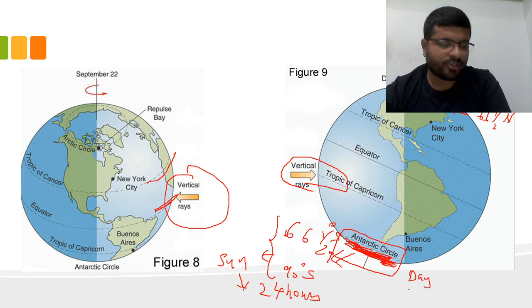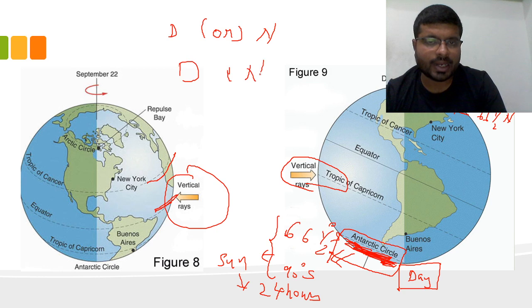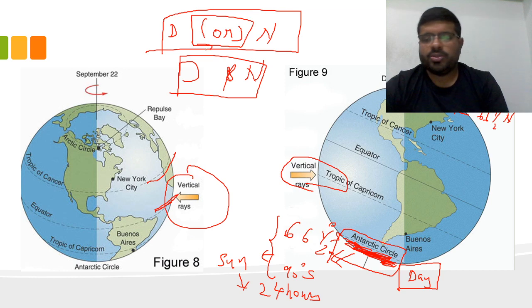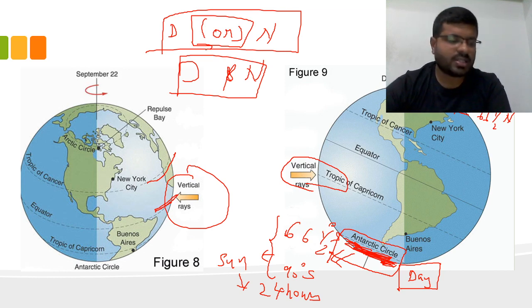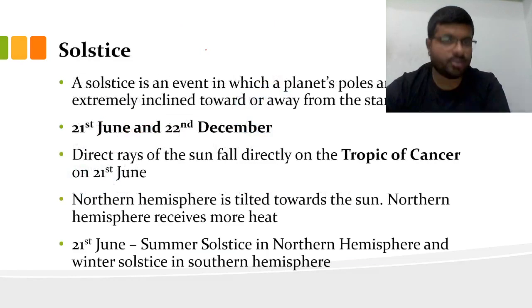So the concepts of 24 hours of day and 24 hours of night. So the concept here is day or night. Usually when you talk, we say day and night, right? Whereas here the concept is day or night, either of it, not both in a day. So that's why we have 66 and a half degrees north and south as important latitudes. I hope this is clearer to you.